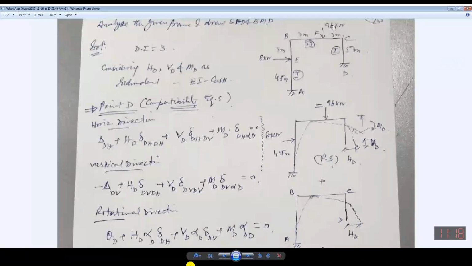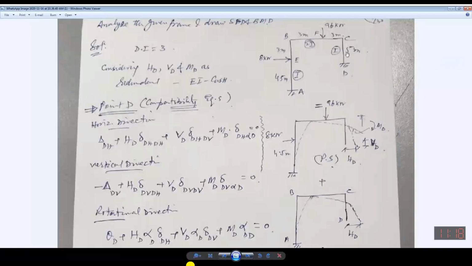and horizontal redundant, vertical redundant, and the moment must be 0. Similarly, rotation should also be 0, whether it is due to the applied loading, due to horizontal force, the vertical, or the moment. Summation must be 0. So this is the compatibility condition. It means your member must remain in contact with the actual support. So this is known as the compatibility condition.